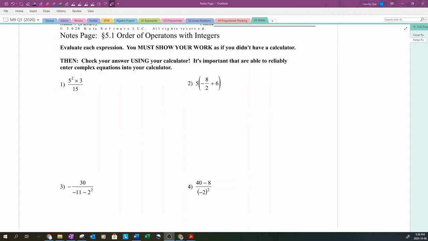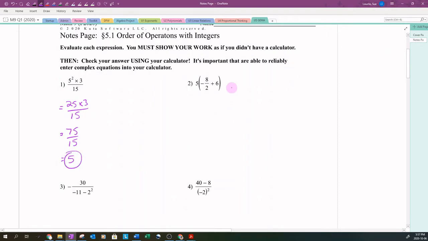Okay, let's look at this first question. 5 squared is 25, times 3, divided by 15 becomes 75 over 15, and 75 divided by 15 is 5. So there's my answer.